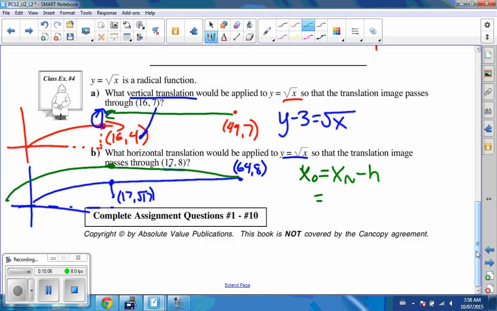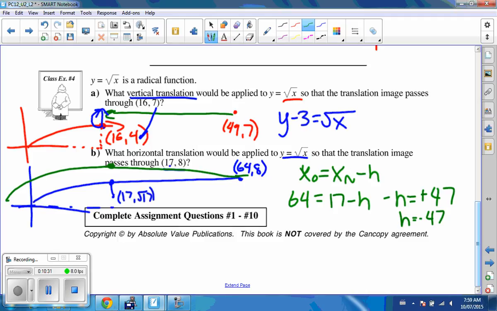Sorry, my old point is actually 64. That's my original. And then my new point is 17. And so therefore I can just solve out for my h. Negative h equals positive 47, if my little mental math has been accurate. So h equals negative 47.